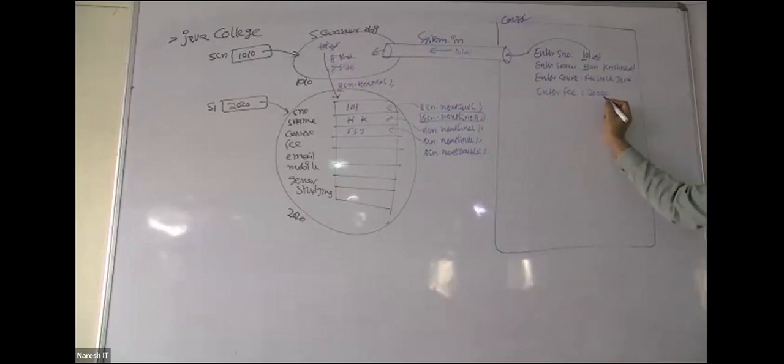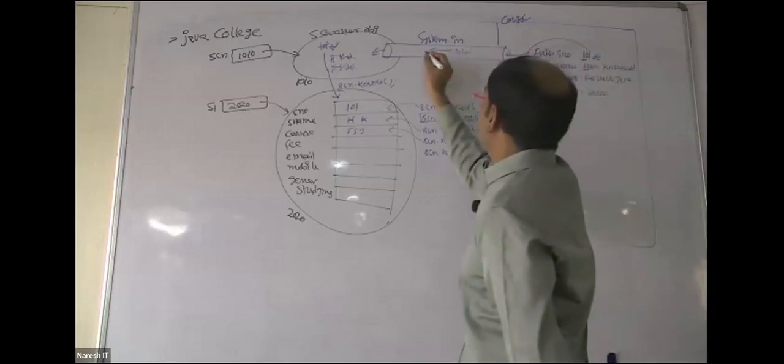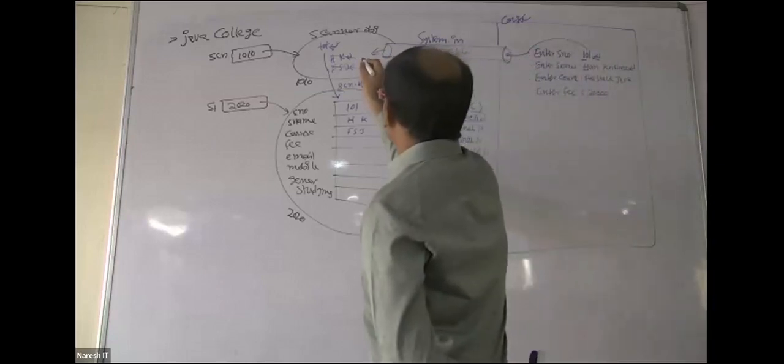Full stack Java fees are 20,000. What are the fees outside? 30,000, 35,000, 50,000, 70,000, 1 lakh, 1,50,000 and above, based on the institute. Okay, now 20,000 is coming via System.in and stored here.